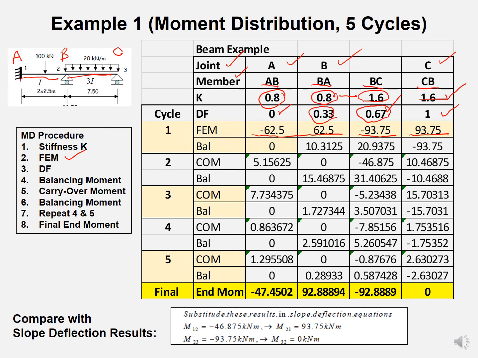Next, we apply the balancing moment. The balancing moment is determined by simply multiplying the unbalanced moment by the distribution factor of that member. For AB, the unbalanced moment is negative 62.5. So we apply an opposite direction, 62.5 multiplied by 0, and you will get a balancing moment equal to 0. At joint B, the unbalanced moment is the sum of the moments applied at joint B, 62.5 minus 93.75.